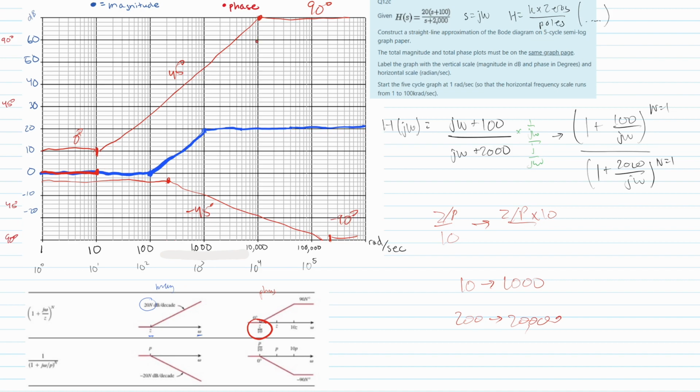I just realized I made a slight mistake right here. I drew this until 10,000 right here, when this actually is just 1,000. So let's go back and correct that mistake. We should be ending right here. So our line should be going like this, not like this. And we'll just correct this by connecting it together. So this is the line.